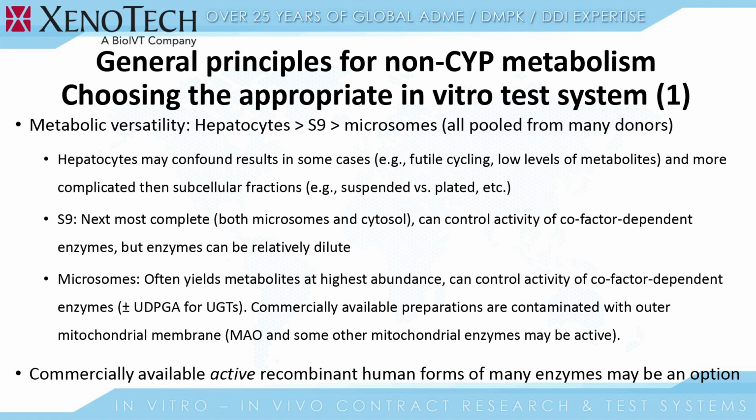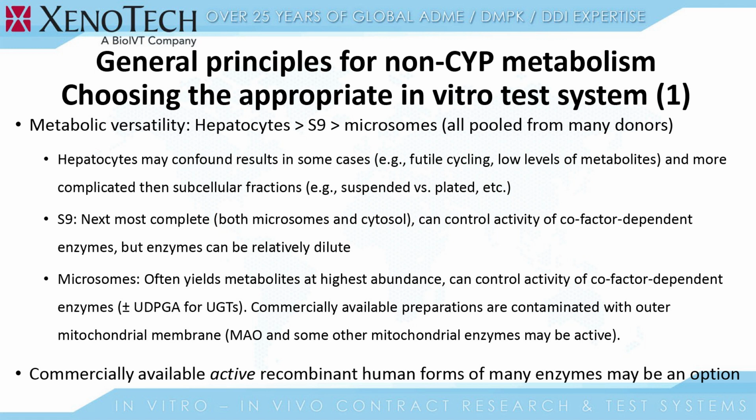Now, S9 would be the most complete test system after hepatocytes, and that's because S9 consists of both microsomes and cytosol. Since S9 is not an intact living cell, in order for some of these enzymes to function, additional cofactors need to be added. And by this, you can control the activity of these cofactor-dependent enzymes. However, in S9, compared to the next test system, the enzymes can be relatively dilute because it's both cytosol and microsomes.